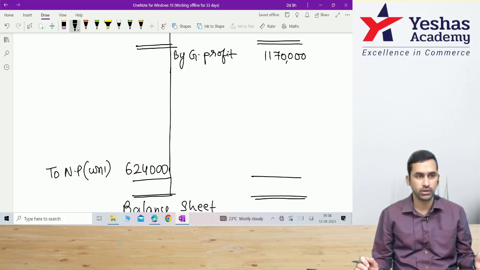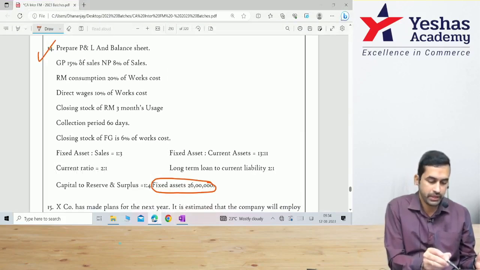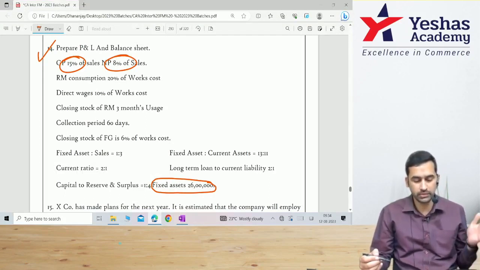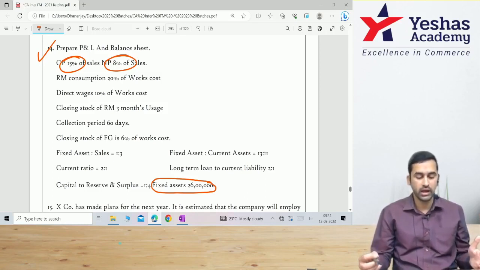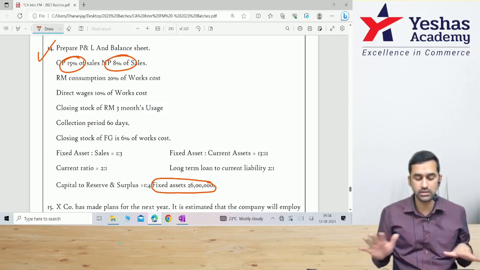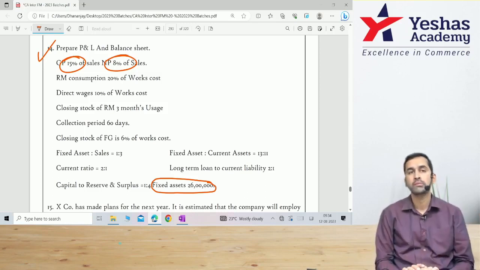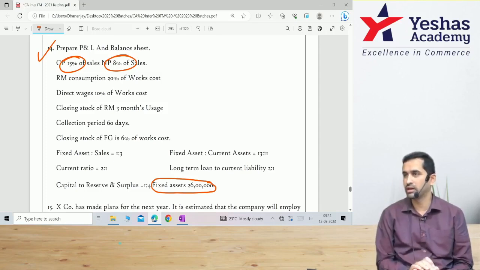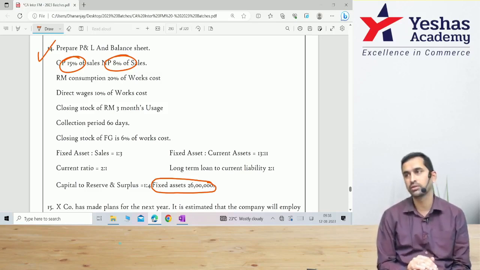Go to the question. GP done, NP done. After this, if you see, 2-3 items are related to works cost. I can see RM consumption, direct wages, and later even closing stock of FG is 6% of works cost. Now, do we use the term works cost in trading P&L account? Where do we use the word works cost? Cost sheet. Still remember cost sheet? Very good. How do you reach works cost in cost sheet?